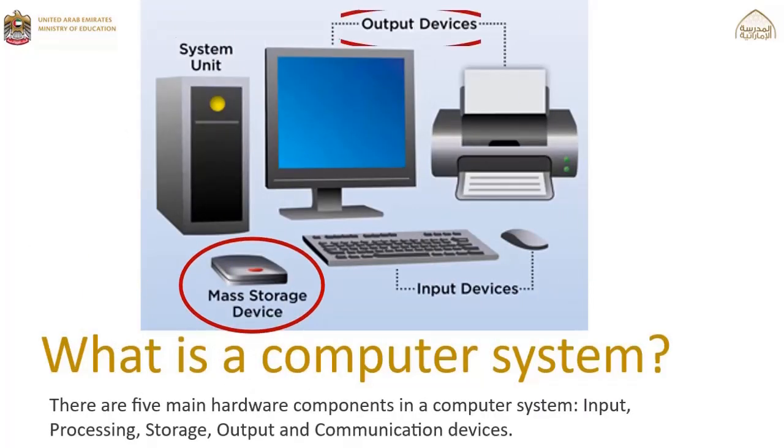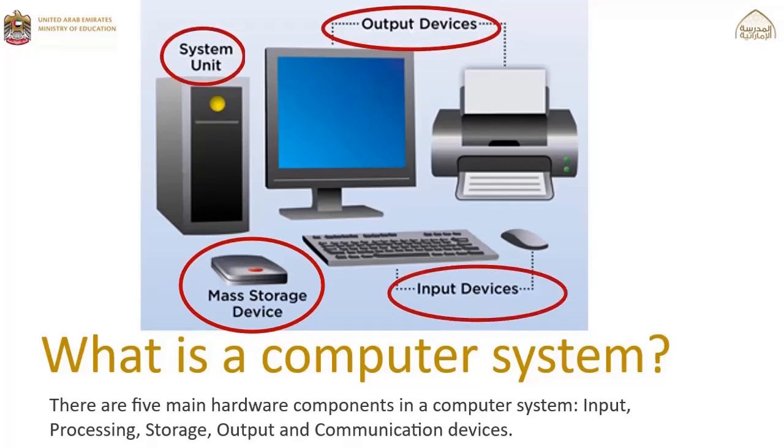So, in every computer system, there are 5 main hardware components. And you will find in every single computer system that the first one is the input, where you can send any kind of information or instruction to the computer using your keyboard or mouse. And the second part is the processing, where the computer processes your instructions. We call this box the CPU.